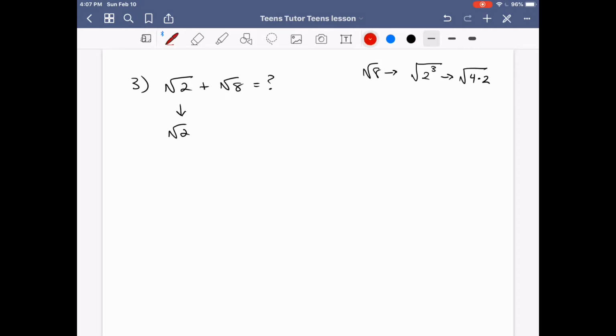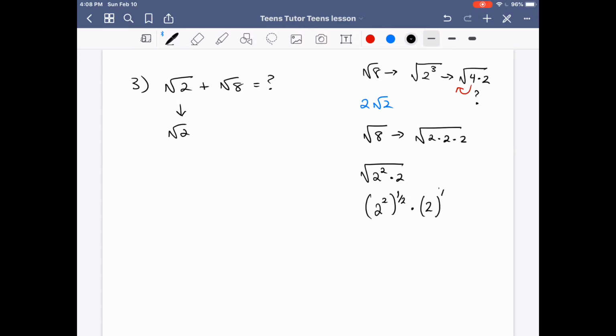And what we can actually do is take this 4 out and translate this as 2 root 2. Maybe you're wondering, where did this come from? Well, since we know that square root of 8 also equals square root of 2 times 2 times 2, and we know that we can do square root of 2 squared times 2, and we also know that we can multiply across, in which we can do 2 squared to the 1/2 times 2 to the 1/2. We can therefore get an answer of, when multiplying these things across, 2 to the first power times the square root of 2. Therefore, we would get 2 square root of 2.